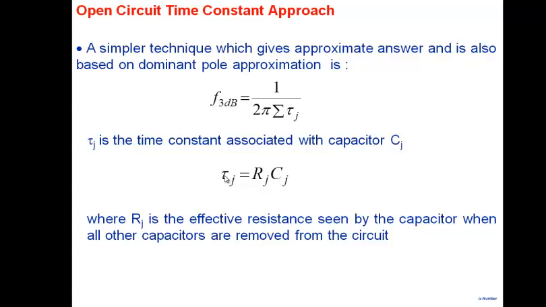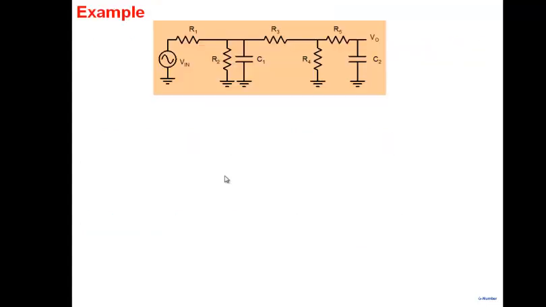So we have a simplified approach, and one can show where this particular equation comes from, but I'll not bother here. F3dB is approximately 1 by 2 pi sigma tau, and all that we need to determine is the time constant associated with each capacitor. So, for example, what is the 3 dB frequency of this one? Using open circuit time constants, what will I do?